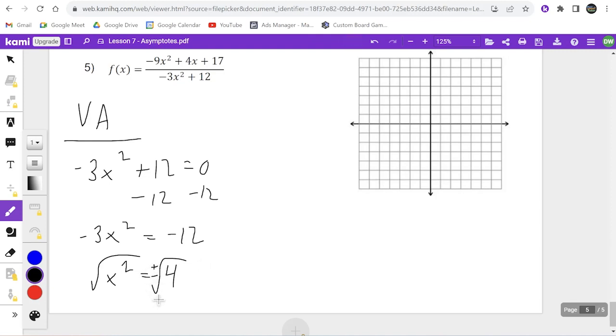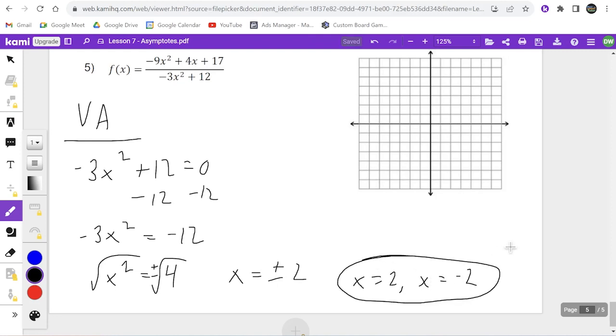Plus or minus. So in other words, x equals plus or minus 2. Again, I'm going to write that as a line. x equals 2, comma, x equals -2. That's how I'm going to write it.